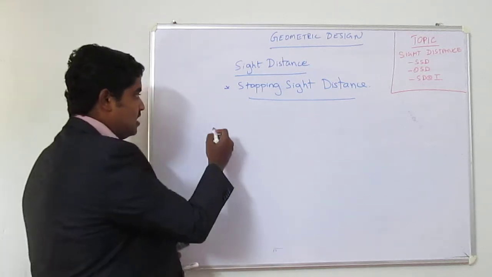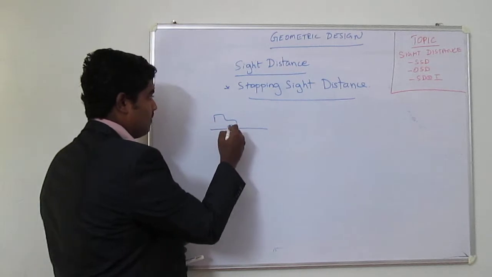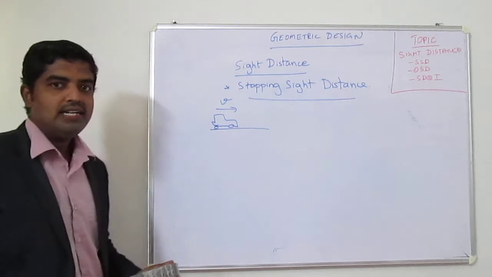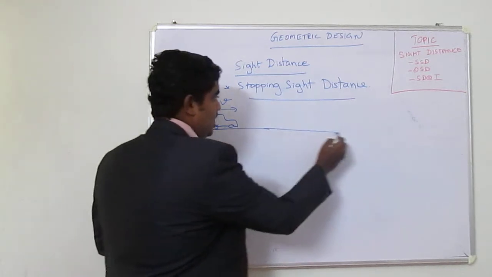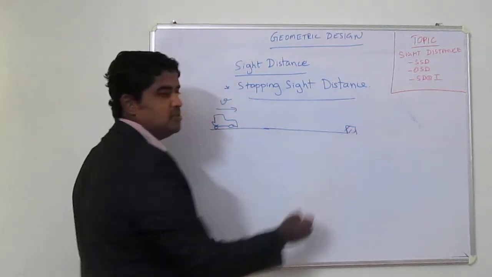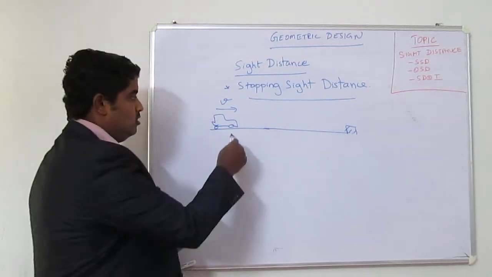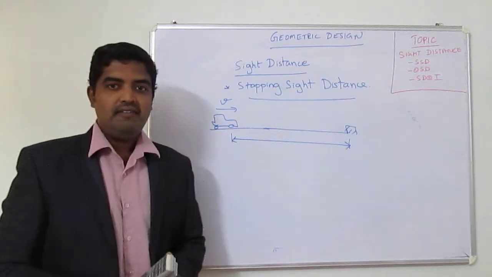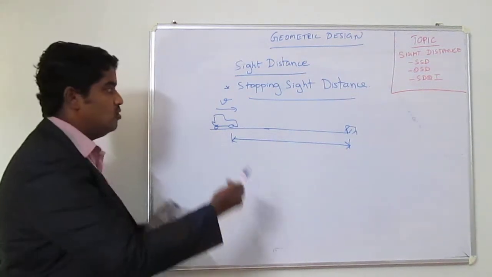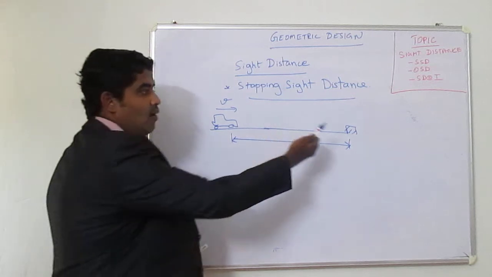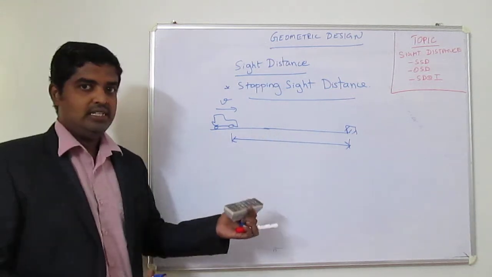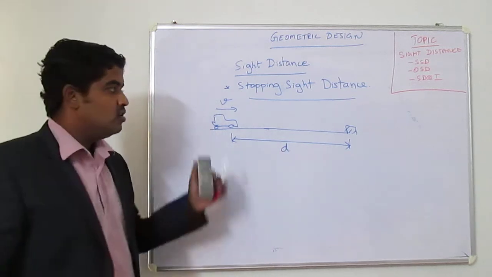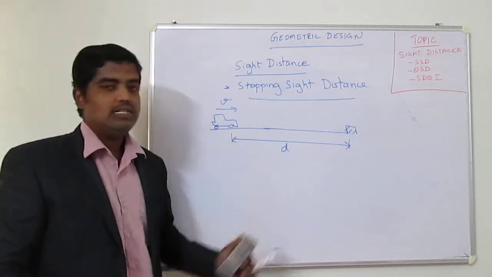So when a vehicle is traveling at a speed V, suddenly the driver sees an obstruction ahead of him. Whether the sight or the visibility of the driver is sufficient enough to make a halt, so that he will avoid getting hit into the obstruction, right? Whether this distance is sufficient for the driver to stop his vehicle, this distance is known as the sight distance.